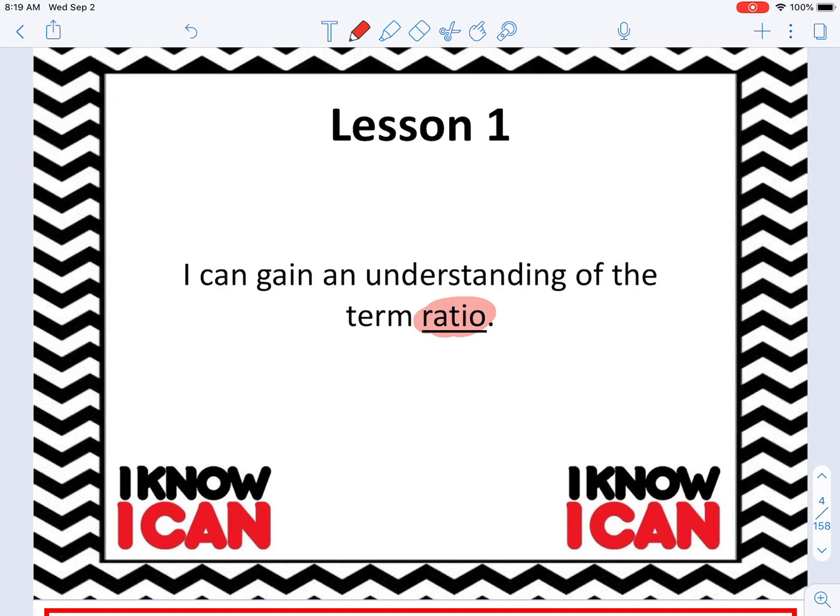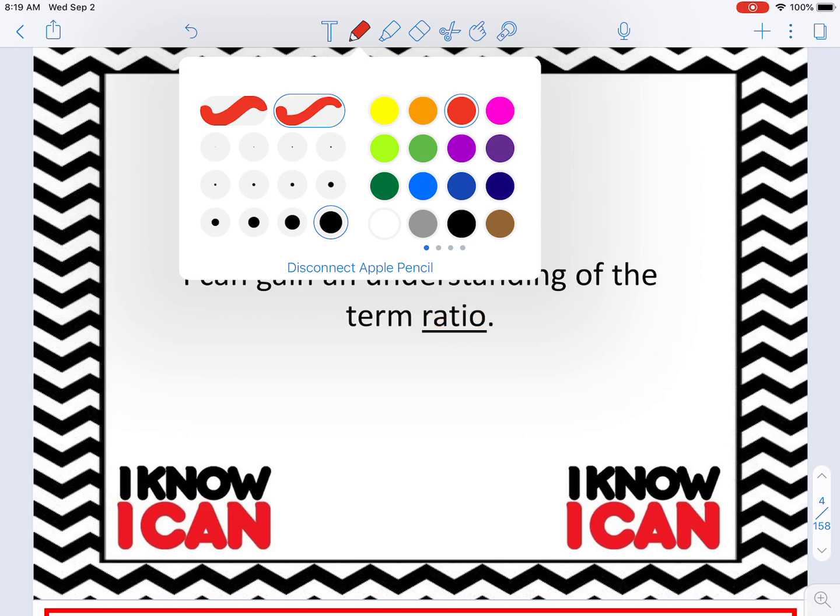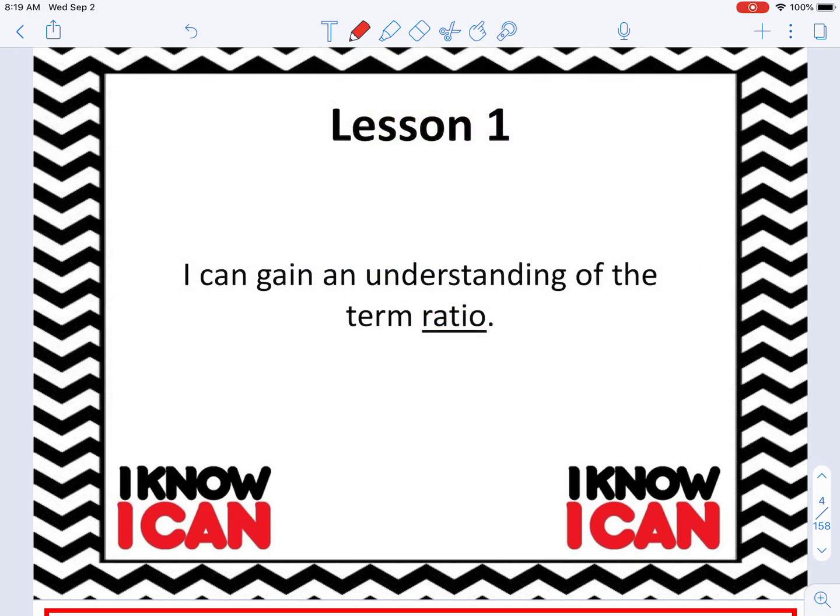So, for example, say I have a team of basketball players, and there's 5 players on this team. Okay, 3 of them are boys and 2 of them are girls. Okay, so the ratio of boys to girls on this team would be 3 to 2.